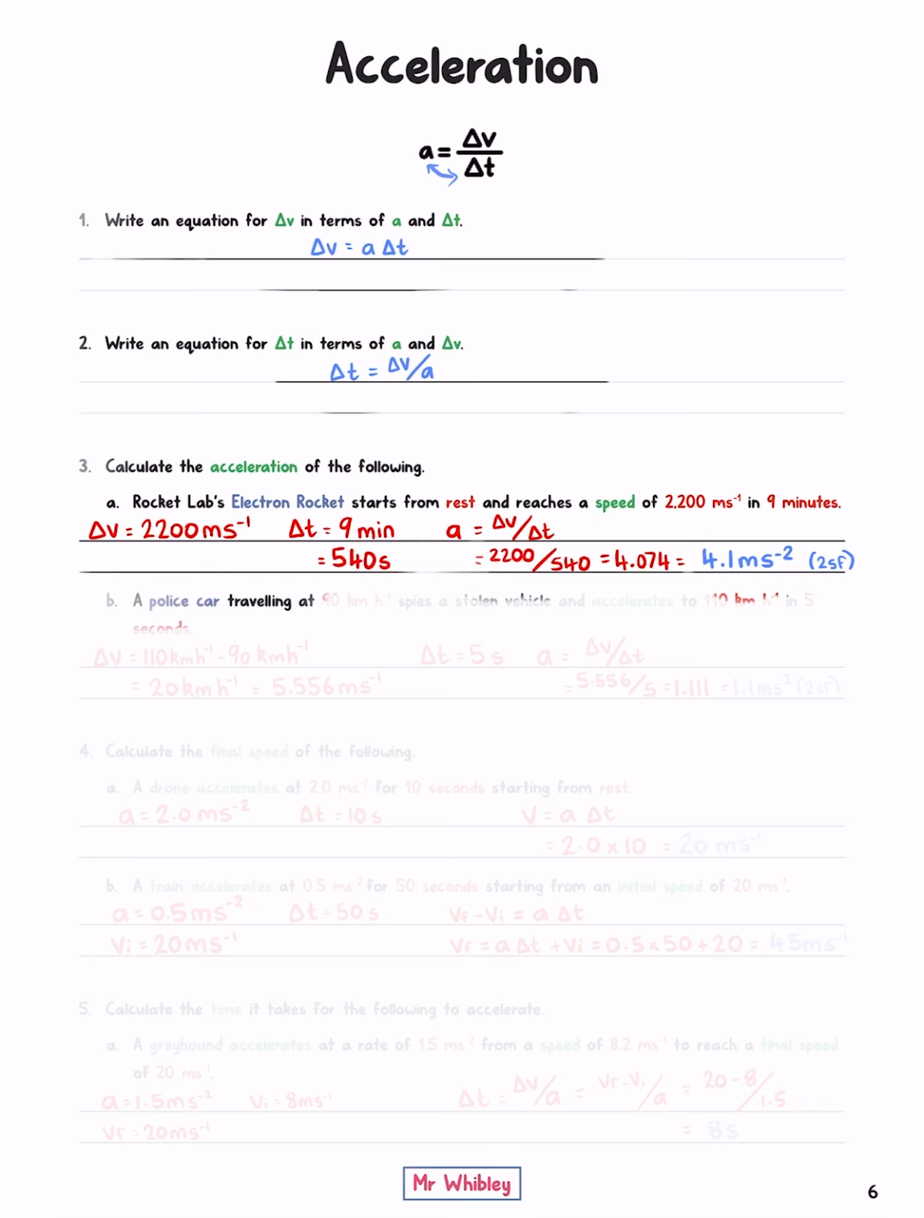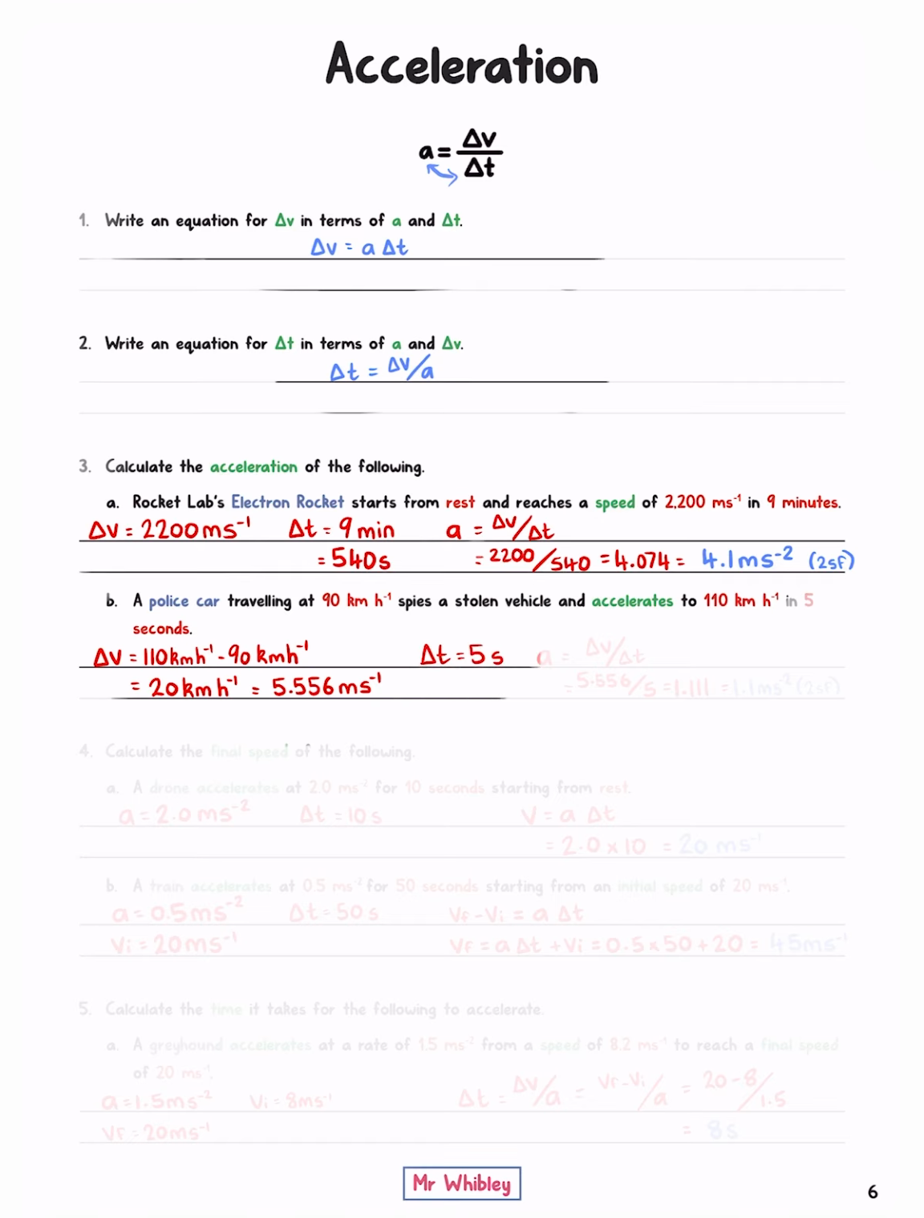A police car traveling at 90 kilometers per hour spies a stolen vehicle and accelerates to 110 kilometers per hour in 5 seconds. Our change in velocity is the difference between 110 and 90, which is 20 kilometers per hour, which we can divide by 3.6 to convert to meters per second. Our duration is 5 seconds, which we can put into our acceleration equation, which gives us 1.111, or 1.1 meters per second squared to two significant figures.